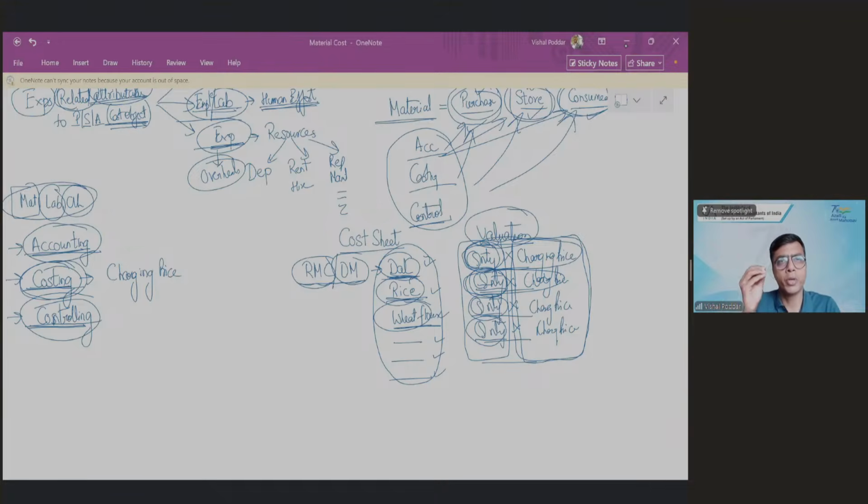So visualize your yesterday's dinner. When I was preparing the dinner, or when my engineering team was given the details of dinner for which costing is to be done, what they did was they gave me the quantity.